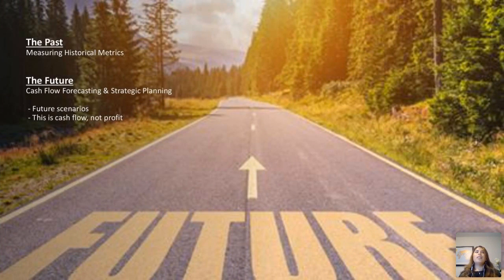So we've been talking a lot of the past, measuring historical metrics and going back. And it is very important because by going back, we can see what we did right and what we did that was wrong, and we can improve for the future. But we also want to think about looking into the future. And one of the ways that we can do that is by utilizing cash flow forecasting, so that we can make those strategic business decisions within your company.